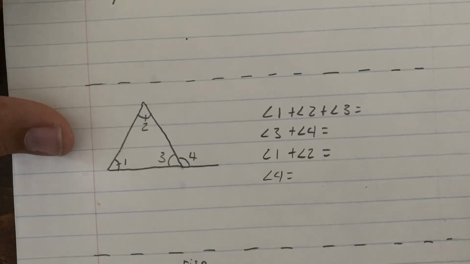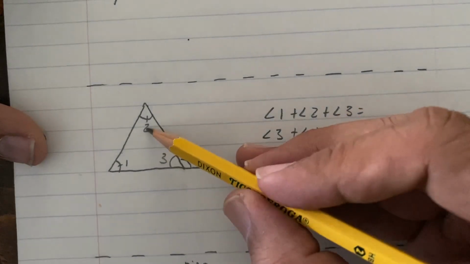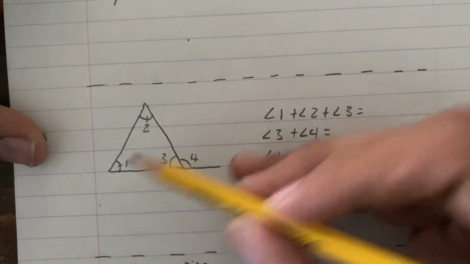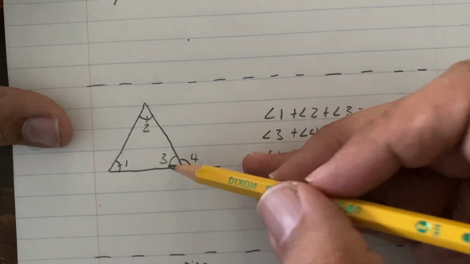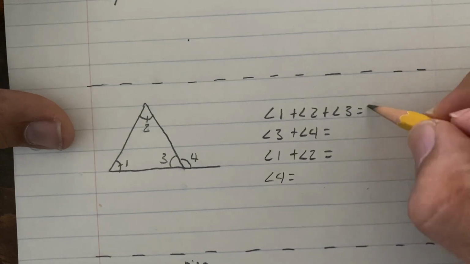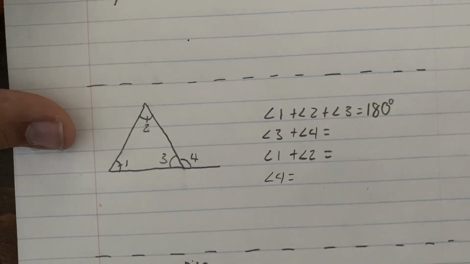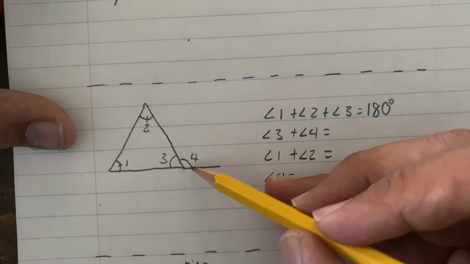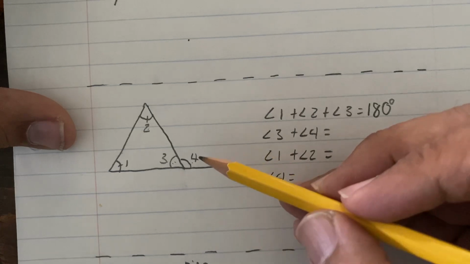Now, triangles. The two things you learned in this section is that the angles inside, if you add all of these up, whatever they write here, they have to add up to 180. So if they write equations, you have to add up those equations and equal them to 180. So all the angles inside of a triangle add up to 180 degrees. Now, 3 and 4 are a linear pair. So if I add these two together, they also have to equal 180.